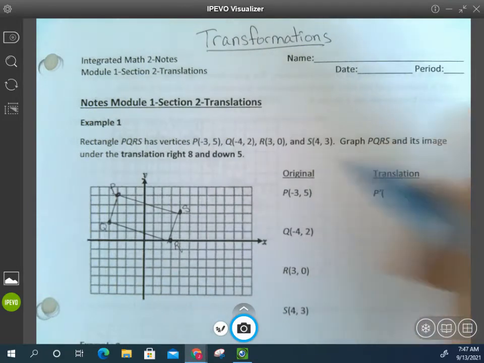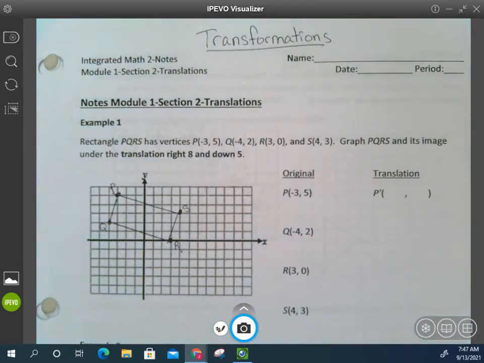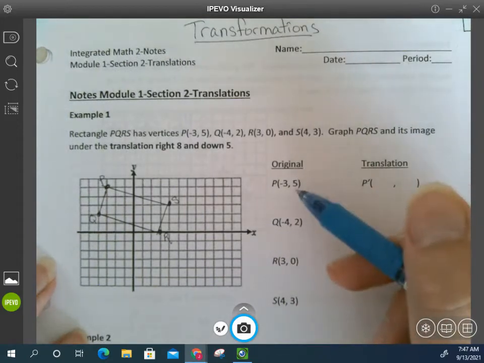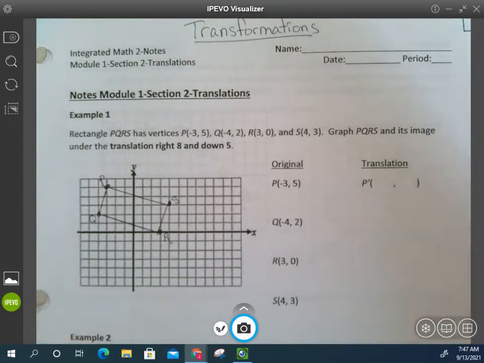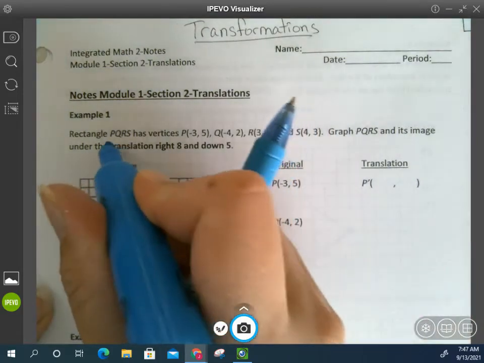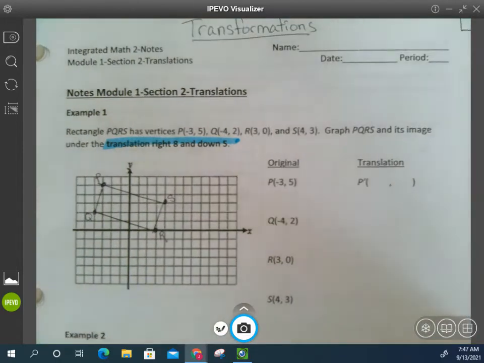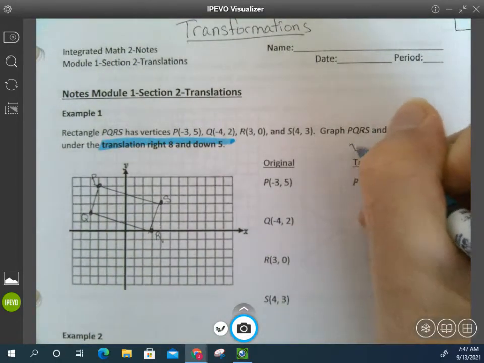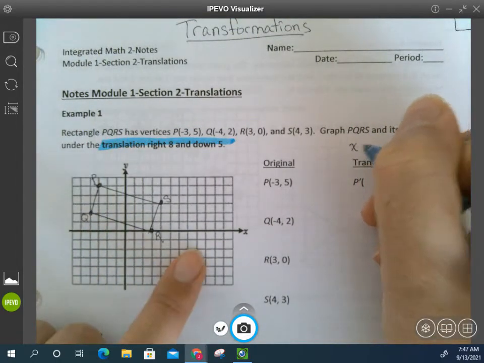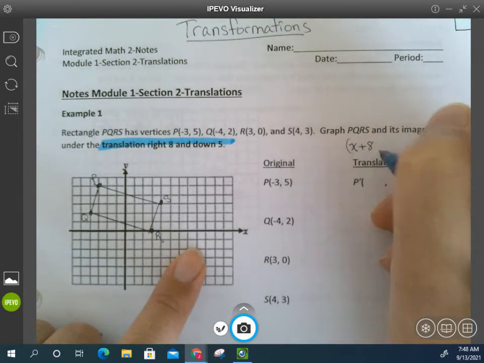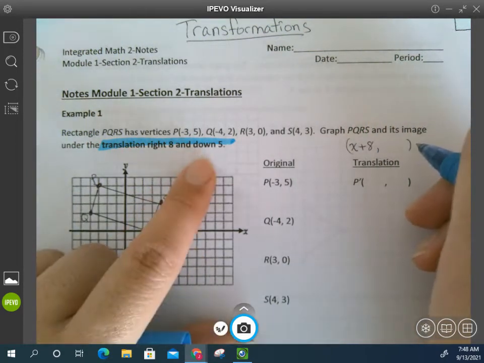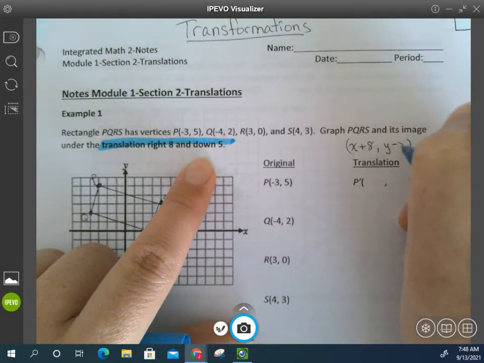All right, now that we've got our rectangle, we're going to change things. So over here, we're going to write, here's our original, and then we want to do P prime. Now, read this again. It says you're going to translate it, which means we're going to slide it right 8 and down 5. Now, if you think about that, whatever your X is, if we move it right 8, we're adding 8 units to it. And if it says down 5, whatever your Y is, we're going to subtract it.